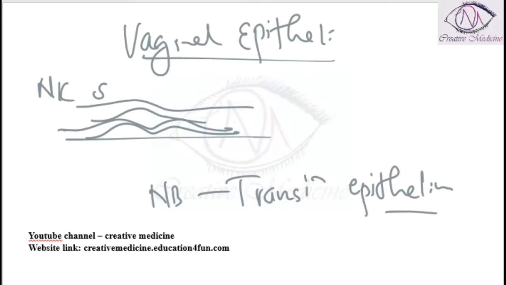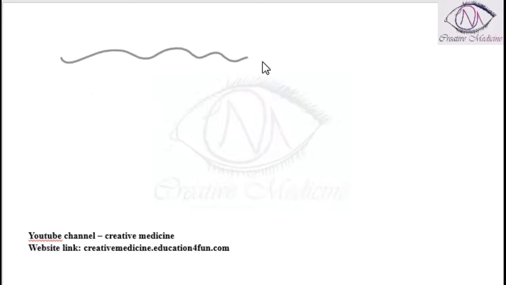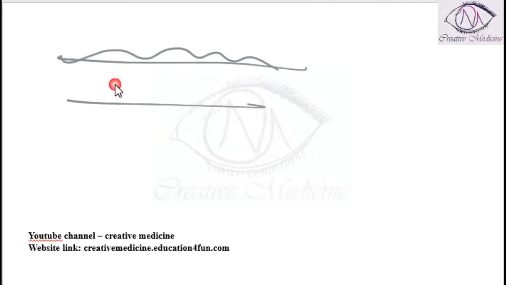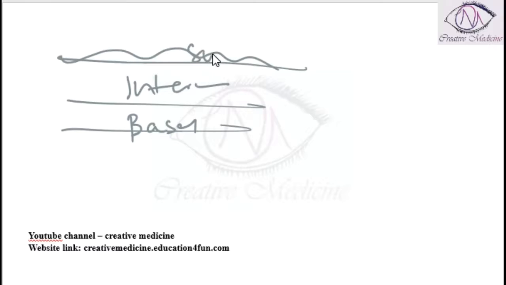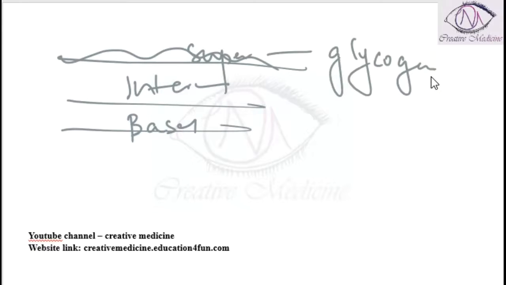Types of cells in vaginal epithelium. In the vaginal epithelium, we have superficial cells, intermediate cells, and basal or parabasal cells. Superficial cells are mature and have glycogen. Superficial cells will predominate mainly in estrogen predominance.